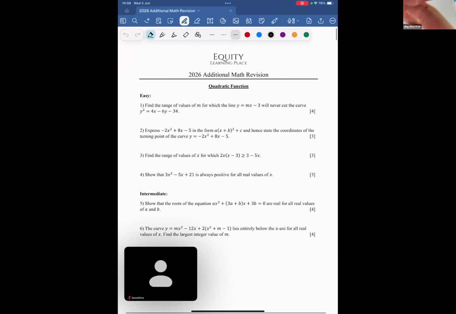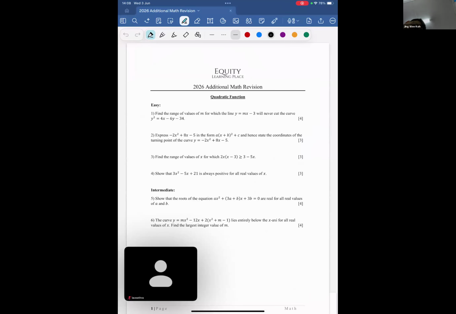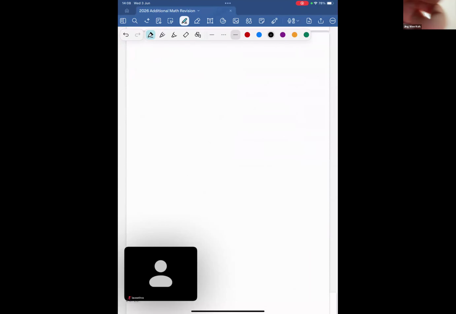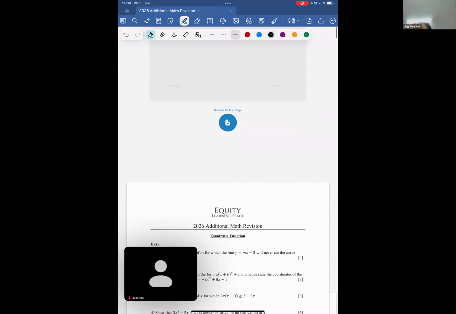Can see, right? Okay, so the first chapter that I'm going to go through is our quadratic function. Okay, later you will practice the question yourself. So let me go through a little bit about quadratic function first.